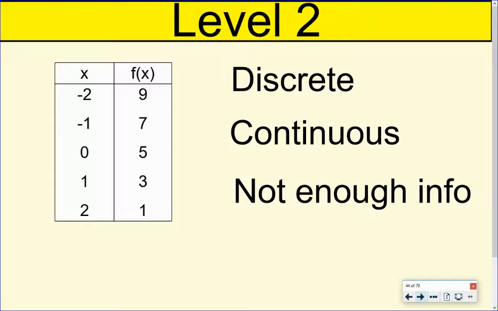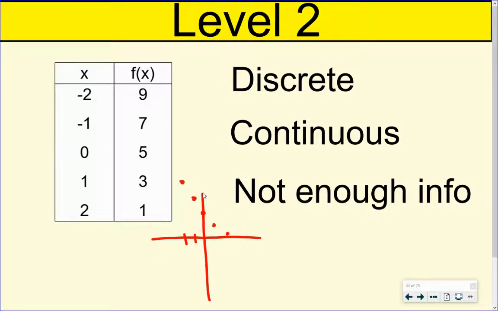Okay, so now let's look at tables. What are we looking for when we're looking at a table? First, discrete versus continuous. Well, that's kind of hard because if I were to graph this, and I'm just going to do a very broad graph, let's say that's -2, 9, -1, 7, 0, 5, 1, 3, 2, 1. And then here's the thing. You can tell what it looks like, I hope. It looks like it's a line.